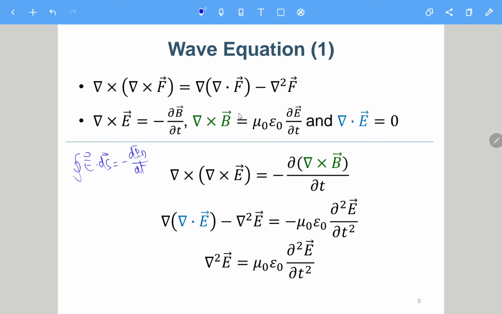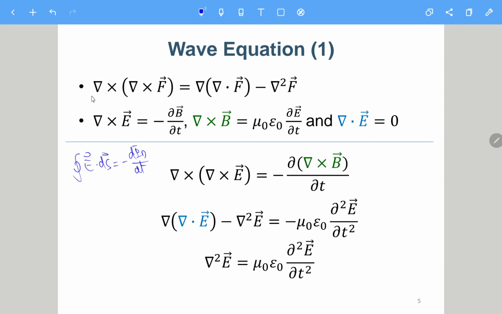Okay, so this is the Maxwell-Ampere law. The curl of B equals mu naught epsilon naught partial E partial t. And we also need the Gauss law for the electric field. We don't really need the Gauss law for the magnetic field in this derivation.